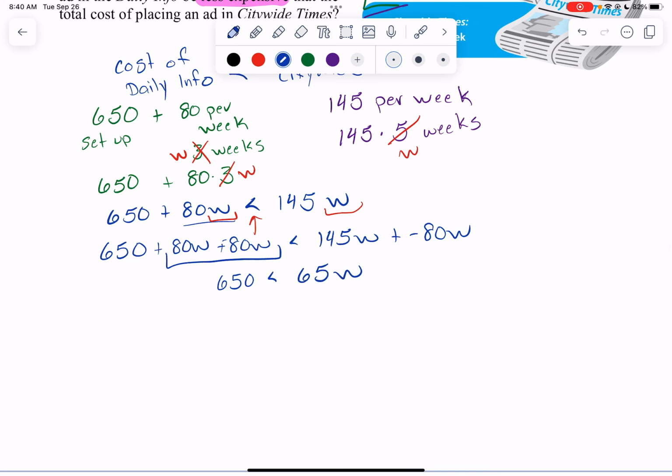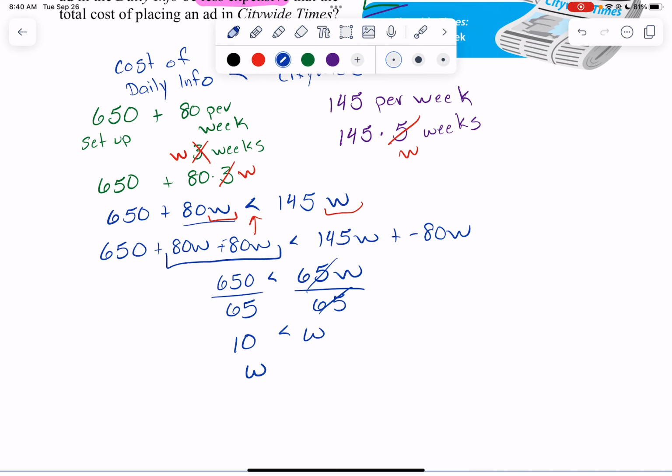Okay. Now we could flip it at this point. I don't think I'm going to. I'm just going to divide both sides by 65, which is nice. 650 divided by 65 is just 10. Okay, so 10 has to be less than W. It is much easier to graph it if your variable's on the left side. So I'm going to flip it over.